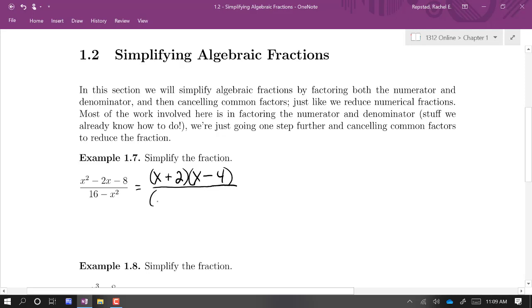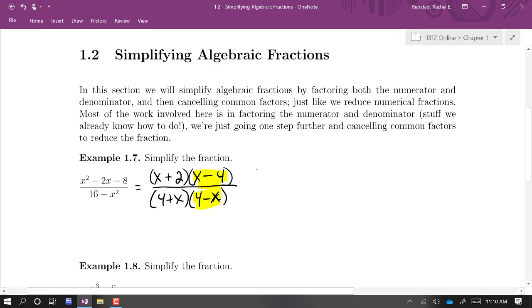The bottom is a difference of squares. Whoops, got that backwards. Four plus x, 4 minus x. Of course, 4 plus x is the same as x plus 4, right? The order of addition doesn't matter, but the order of subtraction absolutely does. You'll notice here it looks like we have almost the same factor, but the order of subtraction is reversed.